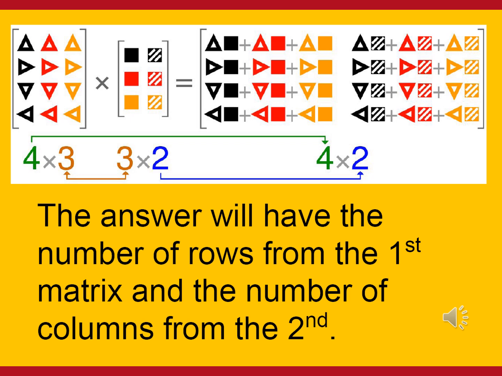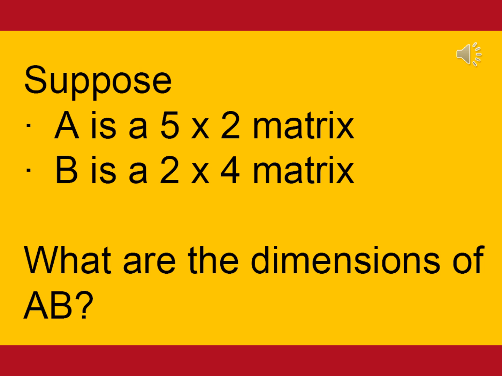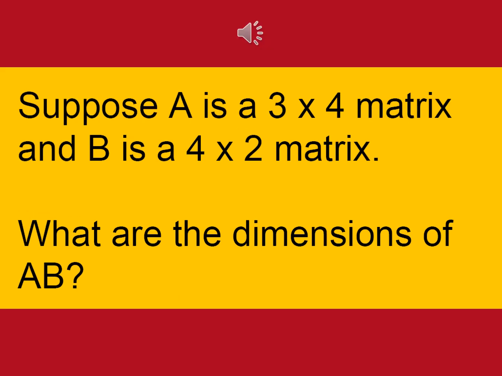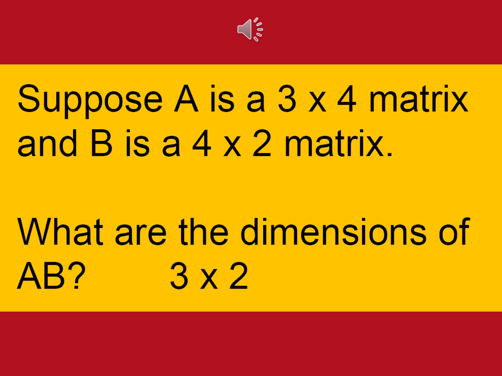So here's a quick question. It says if you had a 5 by 2 matrix and a 2 by 4 matrix, what would be the dimensions of the answer? And while I can't ask for volunteers to answer this virtually, hopefully you can figure out it's 5 by 4. Again, rows from the first, columns from the second. Here's another. Think about what the answer would have to be. And this time it's going to be a 3 by 2 matrix, 3 rows, 2 columns.